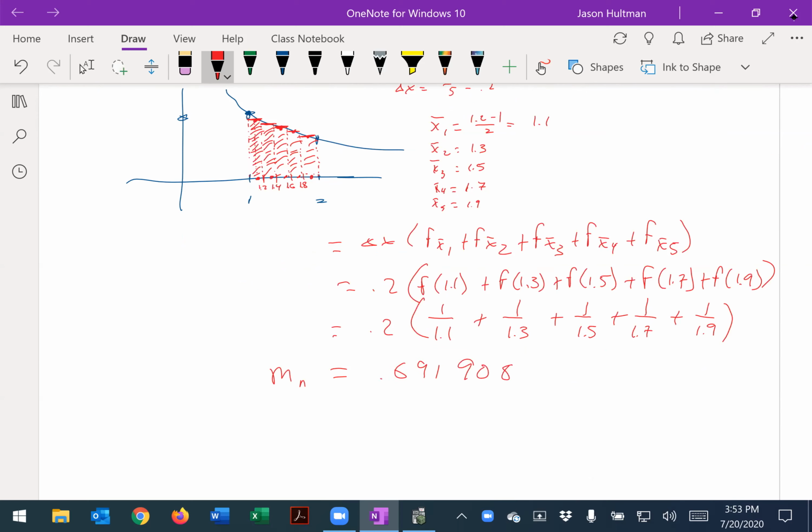Look at that. That's pretty close. That's a lot more accurate, much more accurate. Okay, so that's the midpoint rule.